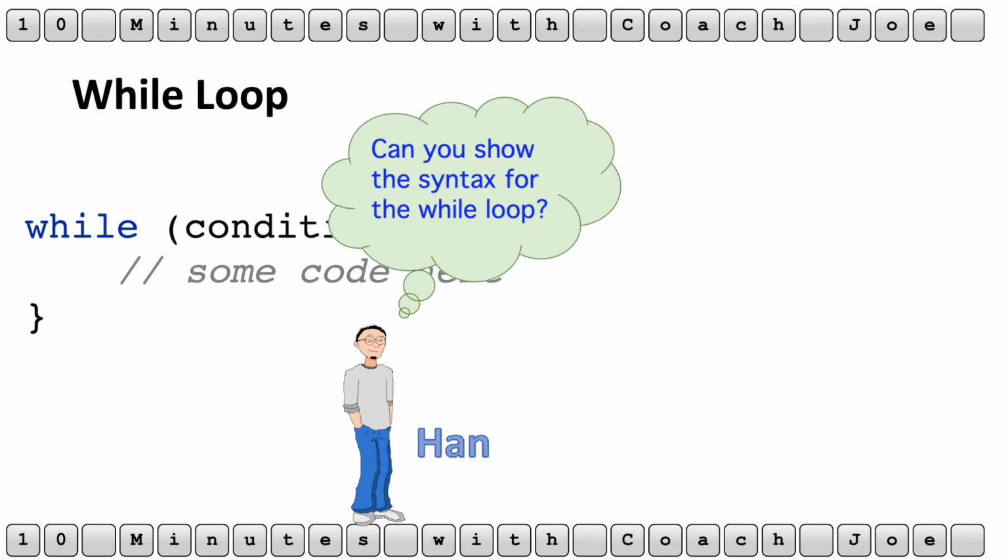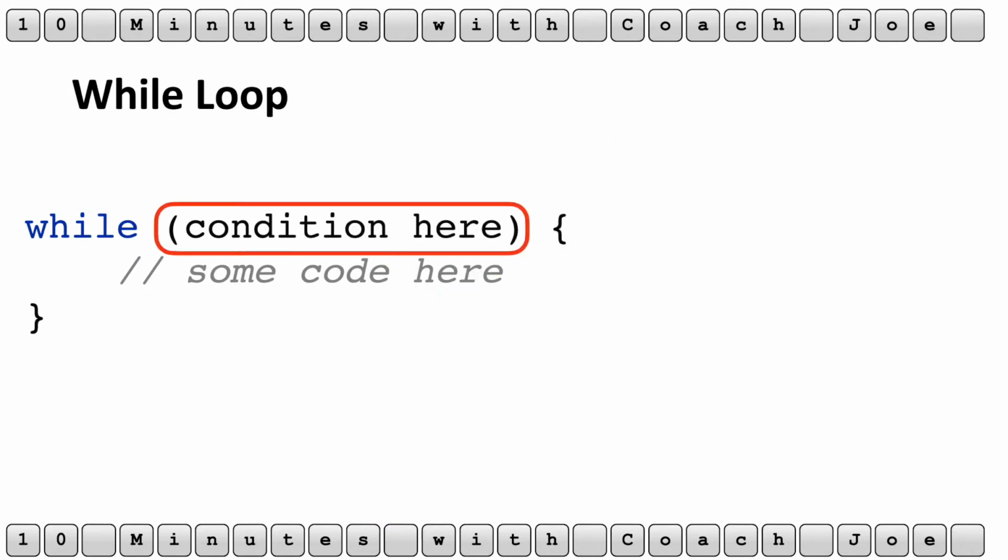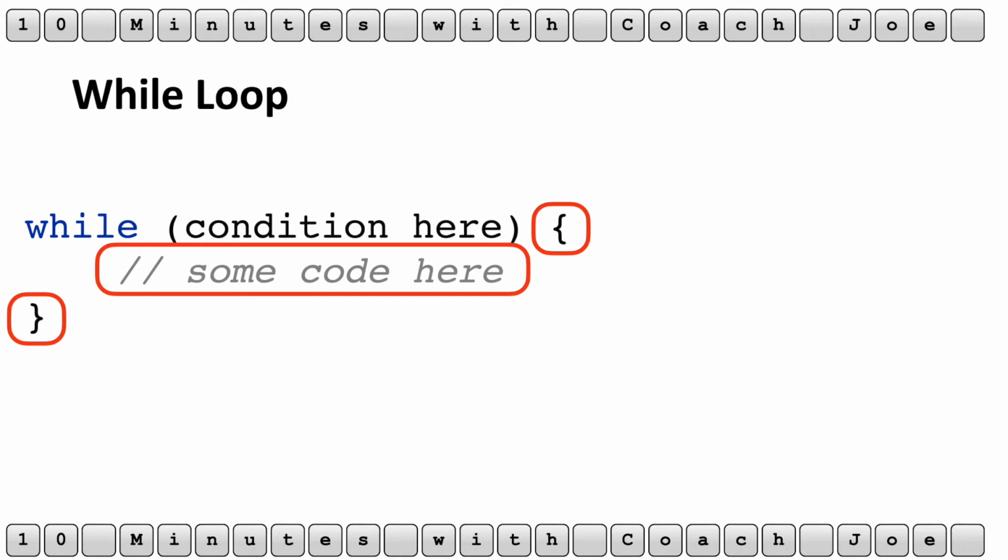Here's the syntax for a while loop. The keyword while starts the statement. Inside the parentheses is a condition. If the condition is true, the code block will execute. If the condition is false, the code block will not execute and the loop ends. After the parentheses are curly braces that contain the code block that will be executed.